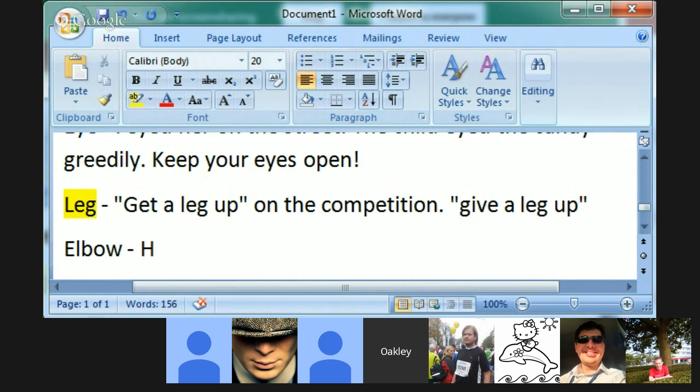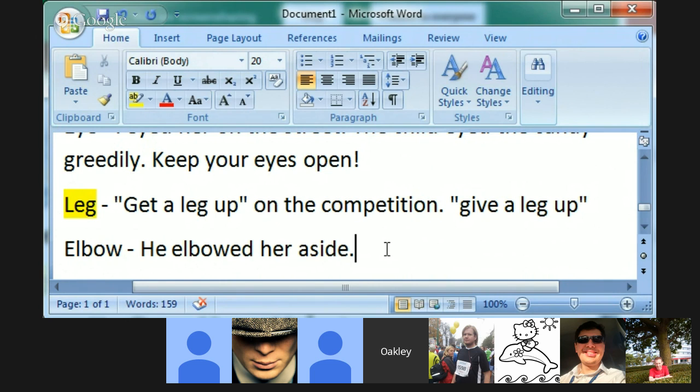Yes, he elbowed her aside. Very similar to shouldered his way through the crowd. He elbowed her aside. Use your elbows to shove someone. Again, very similar. How about the heel? And heel.